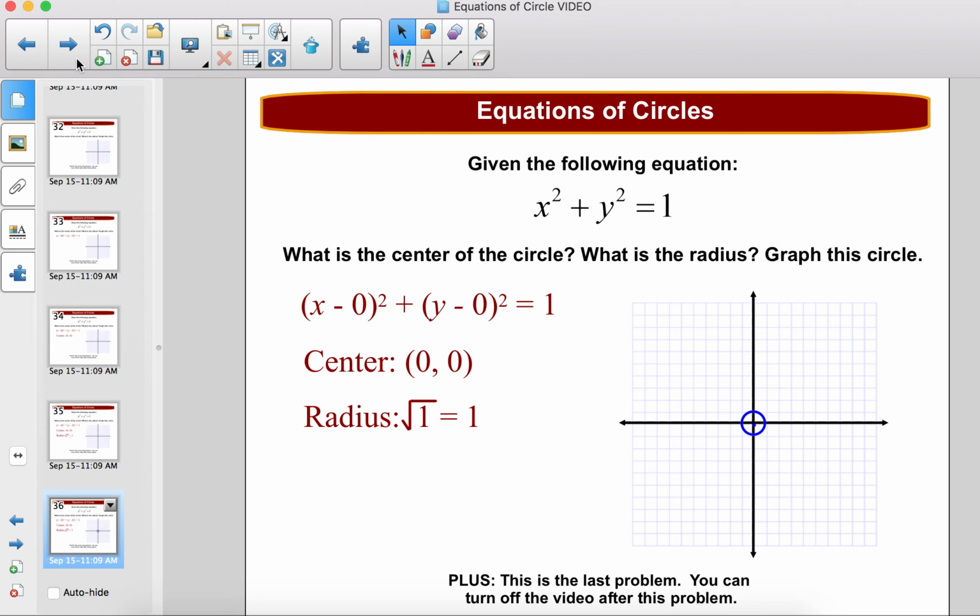Tiny little circle. All right, plus students, you're in luck. You get to be done after this problem. So go ahead and turn the video off. Regular students, you've got a couple more to go.